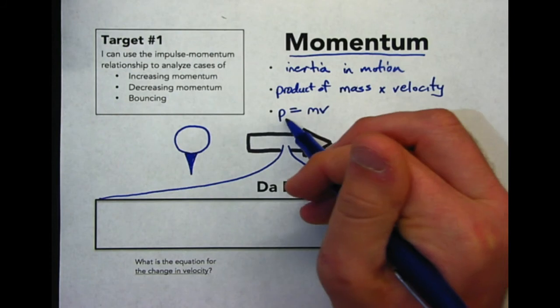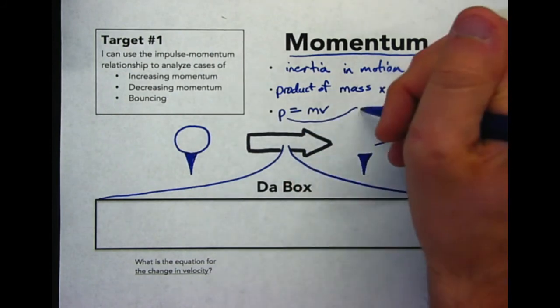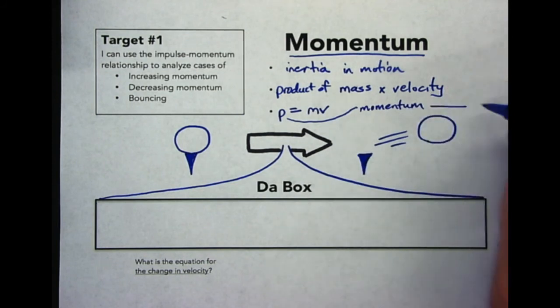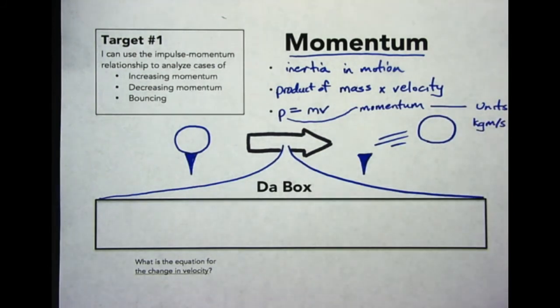And so let's just kind of draw an arrow over here. P is going to be momentum, and the units for momentum are going to be mass, which is kilograms, times meters per second. So kilogram meters per second, kind of a messy unit. We could also have a different type of unit, and we're going to get to that in the next video.